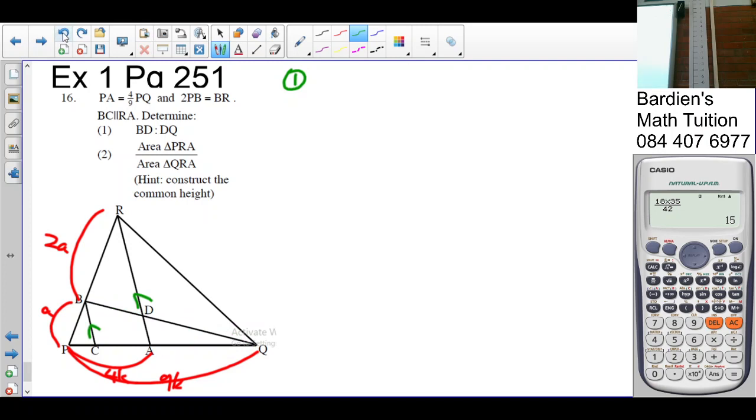So let's go again. They want BD is to DQ. So BD, and this here. So we said we're shorting CA. Not so? So we're going to get CA.